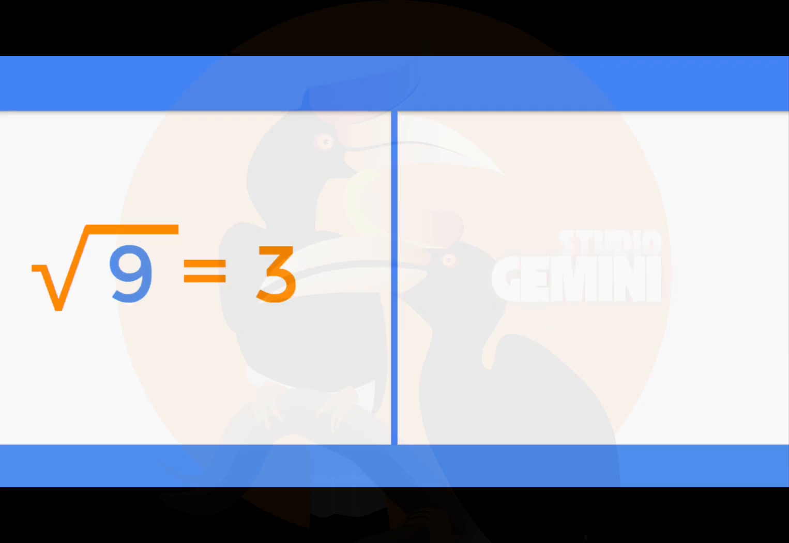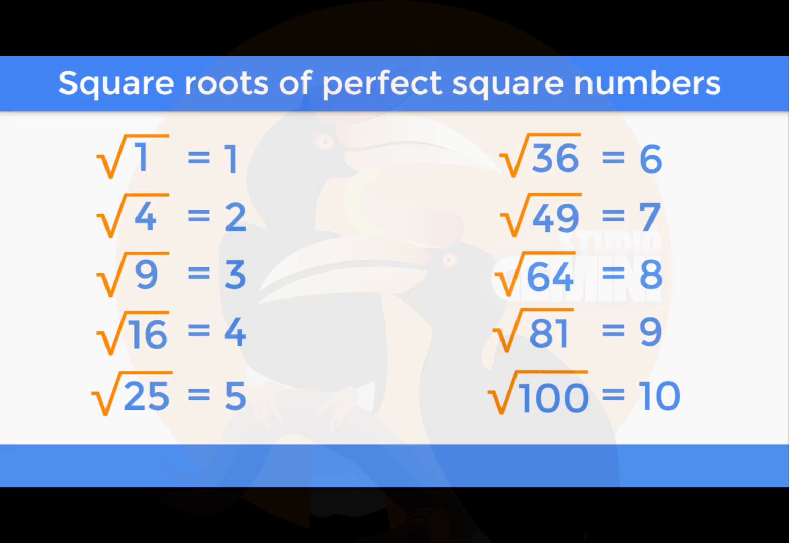Recall that when we take the square root of a number, we are asking ourselves what number times itself will equal the number under the square root. For example, the square root of 9 is 3 because 3 times 3 equals 9. Now, some numbers have a square root that equals a whole number, and these numbers are known as the perfect square numbers.